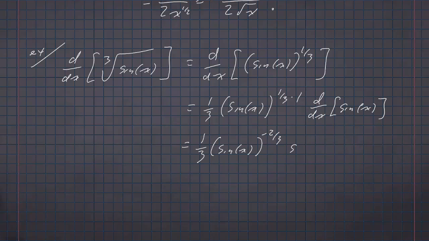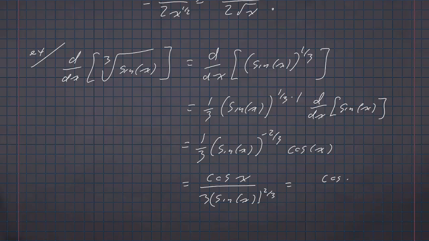The derivative of sine is cosine. So we end up here with cosine of x over 3 times the sine of x to the 2/3 power, which, depending on the application, might be better to leave at that. Or I guess we could simplify and call this the cosine of x over 3 times the cube root of sine squared of x. I'm not sure between those two which one is the better version. It depends on what you're trying to do with it.